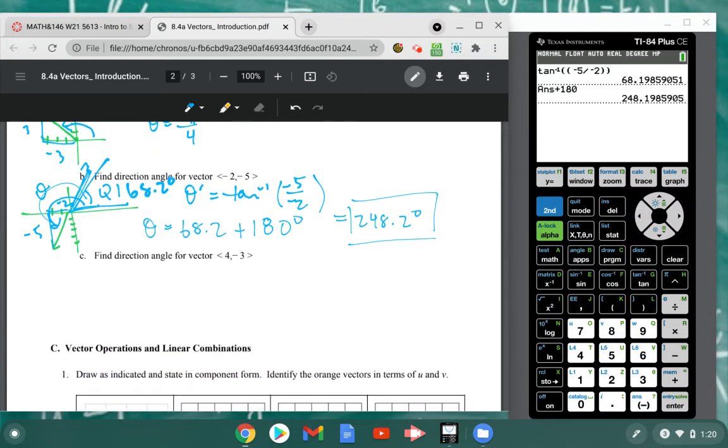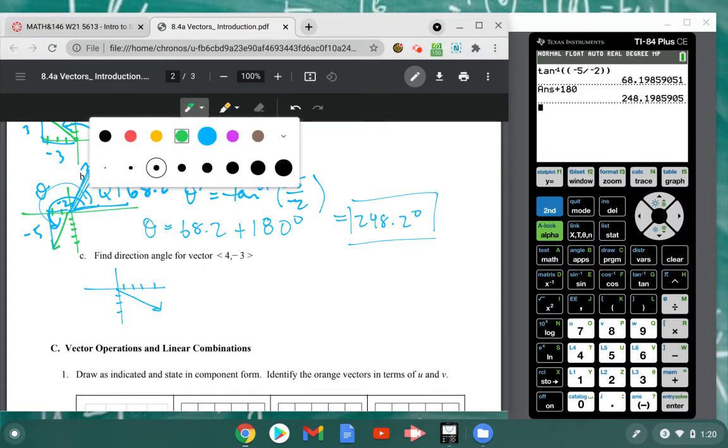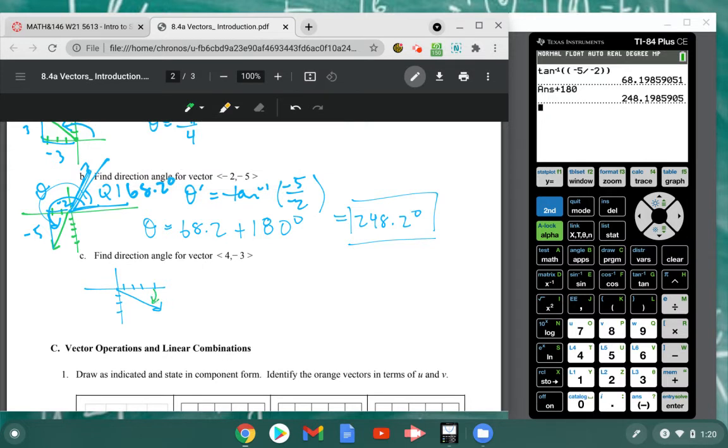Next, I've got an angle for 4, -3. So for 4, -3, 1, 2, 3, 4, 1, 2, 3. This one lands here. I know that my tan inverse will find me the negative angle here, but I actually want the direction angle measured as if I were on a polar axis. Really, either of the two would be correct, but as a good rule of thumb, I'm going to do the positive value.